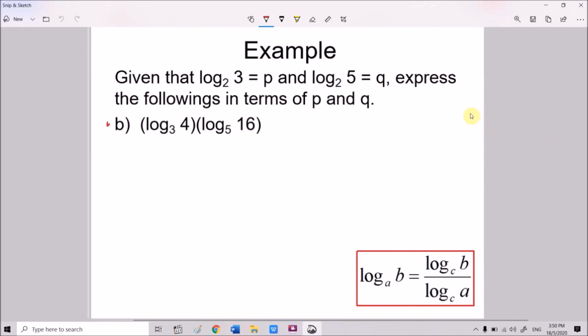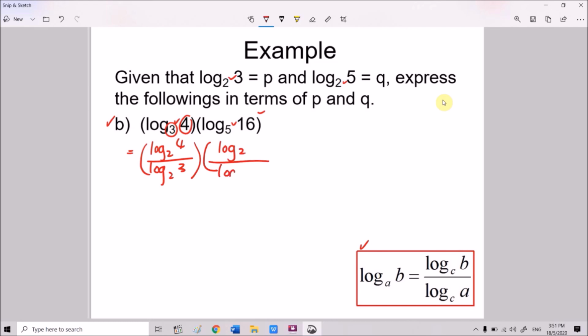Still the same question here. Now we have B. We have log base 3 of 4 multiplied by log base 5 of 16. Again, the first thing we do is check the base. We have 3 and 5 here, but here we have 2. So we change the base by using this formula. We rewrite this as log base 2 over log base 2. The 4 here is here, the 3 is here. The same applies to this as well, log base 2, and 16 is here, 5 will be here.